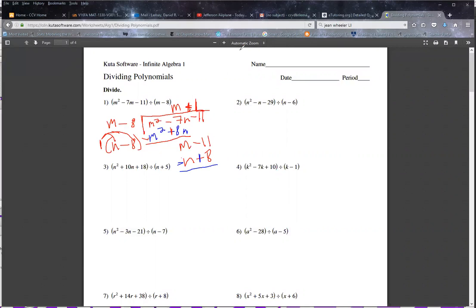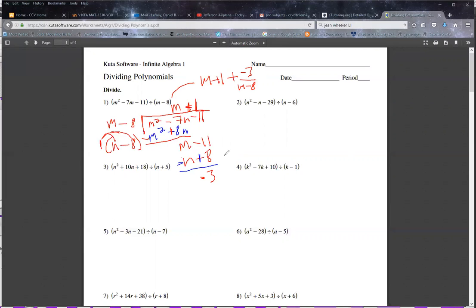And then 1m minus 1m is 0. So the m's are gone. Negative 11 plus 8 is negative 3. So there's a remainder. The answer to this division problem is going to be m plus 1 as the quotient, plus negative 3 over what I'm trying to divide by, m minus 8.